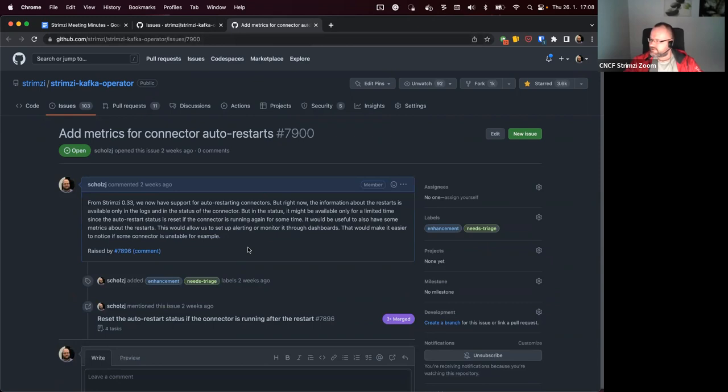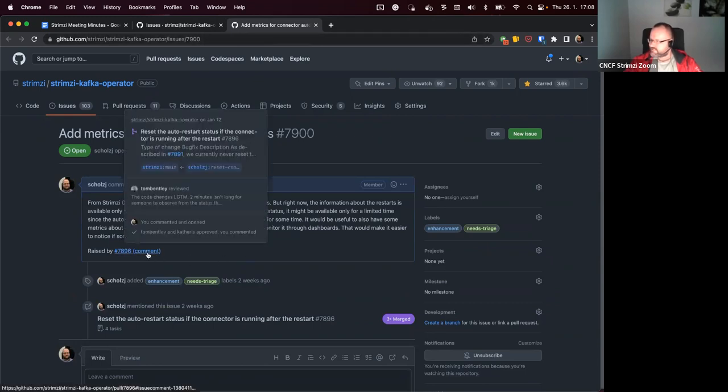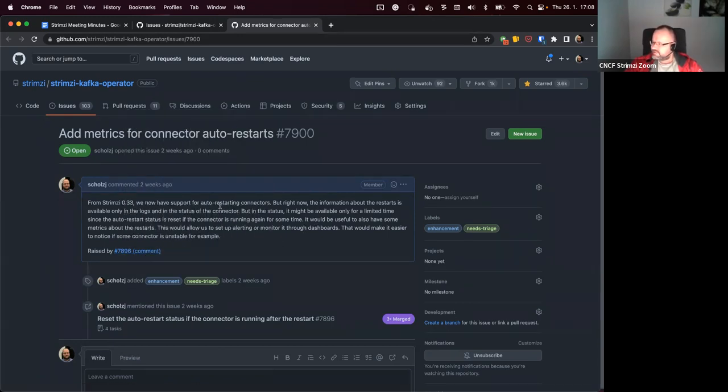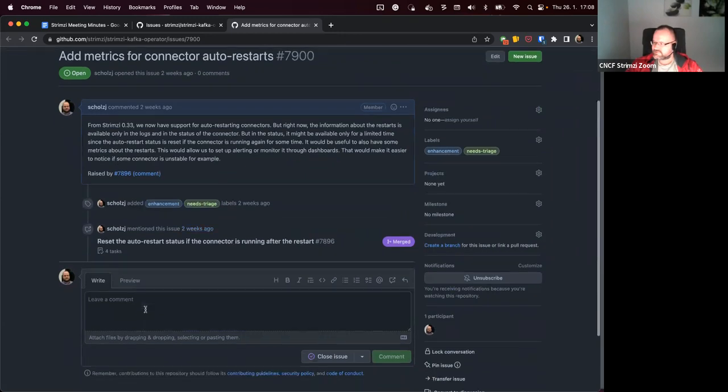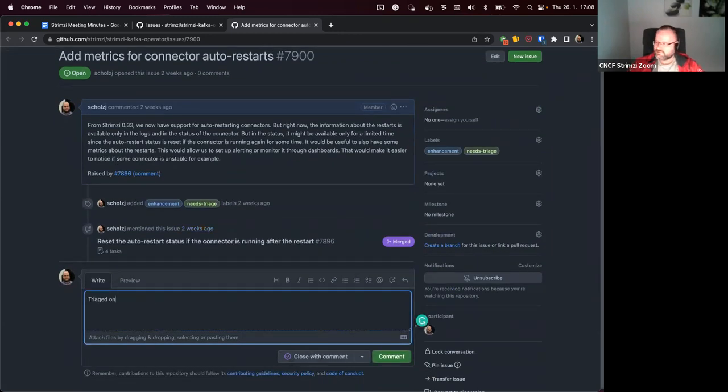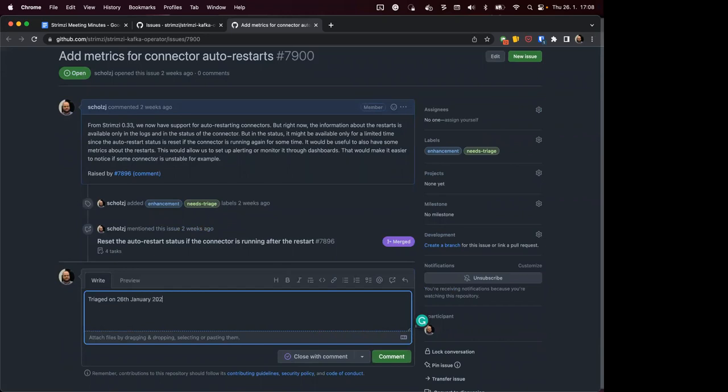So the next one comes out of the comment about the PR which added the reset of the auto restart status to the connector restart. And I think Tom had an idea that we should have some metrics covering the auto restarts, to have some counter, for example, with the restarts and so on. That seems like a reasonable idea. I think that's an absolutely brilliant idea, yeah.